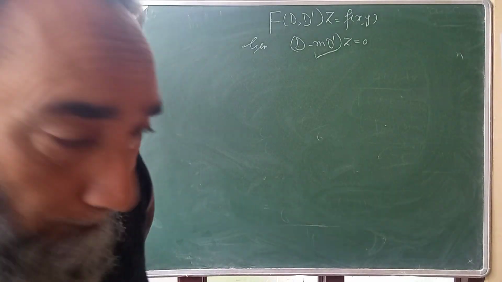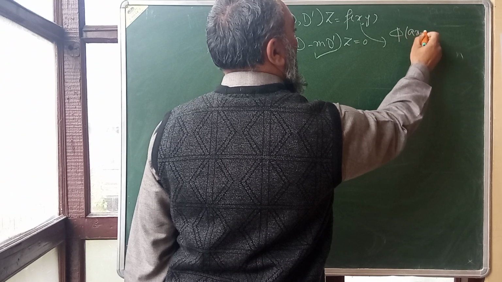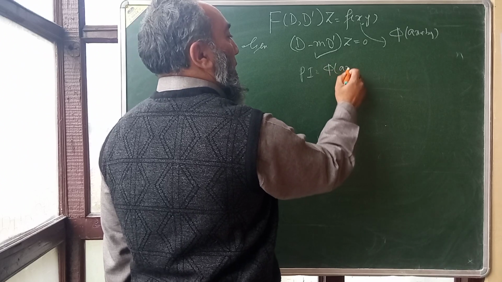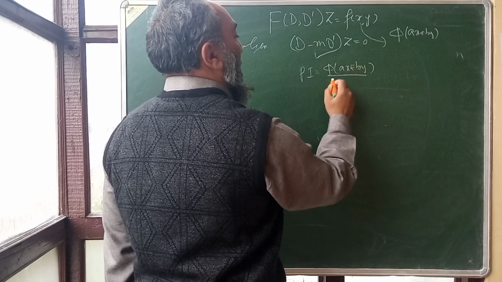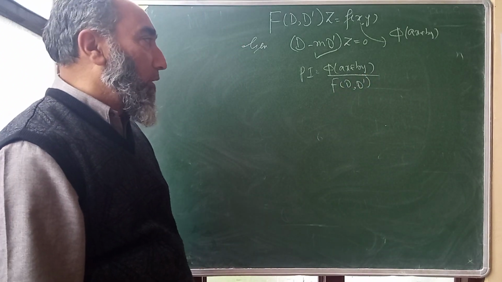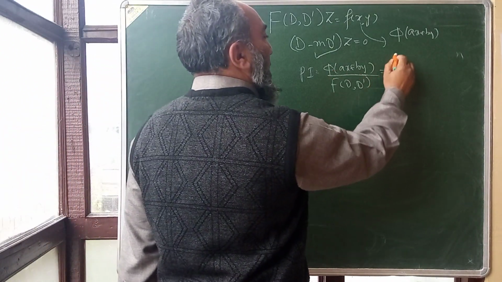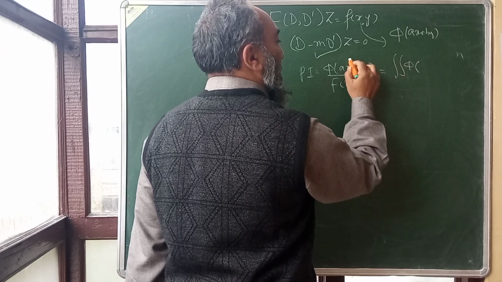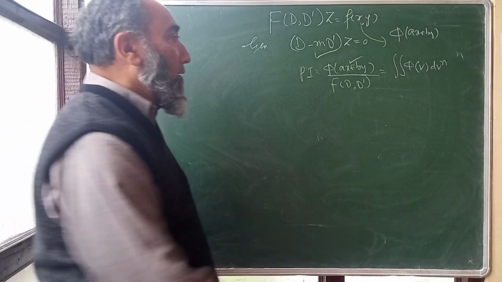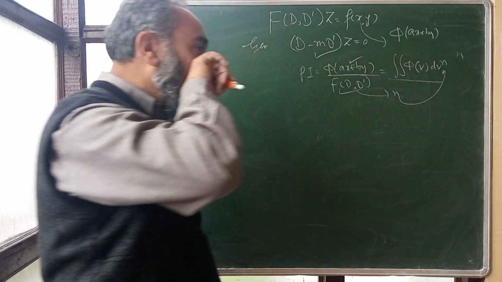Now, if this function is of the form ax plus by, then the particular integral is 1 upon f(D, D'). In this case, you have to replace D by a and D' by b. This we have done. You have to replace D by a and D' by b, and integrate this function, treating it as a function of v, as many times as the order of this differential equation. If it is n, you have to integrate n times. This I have already shown.